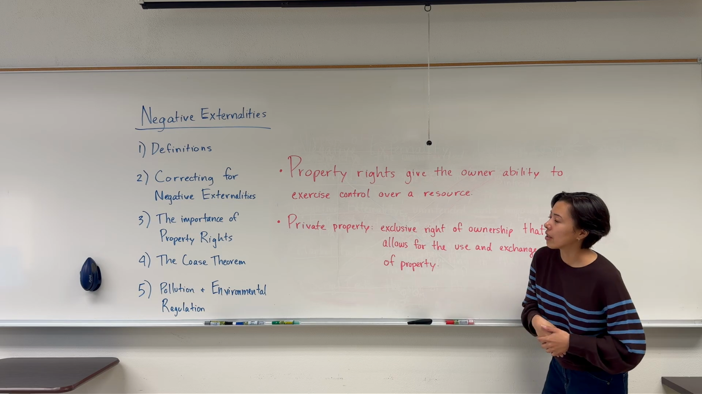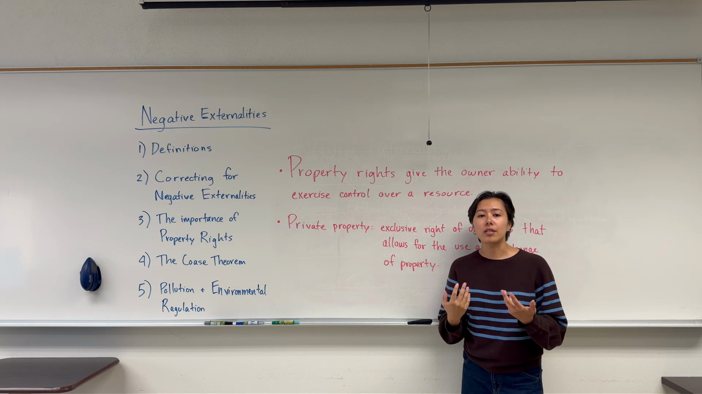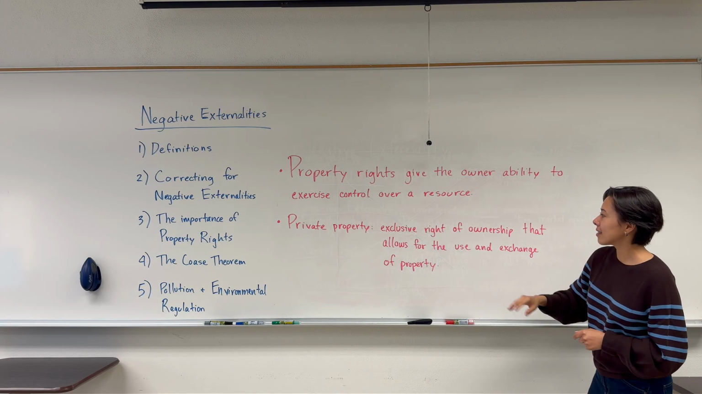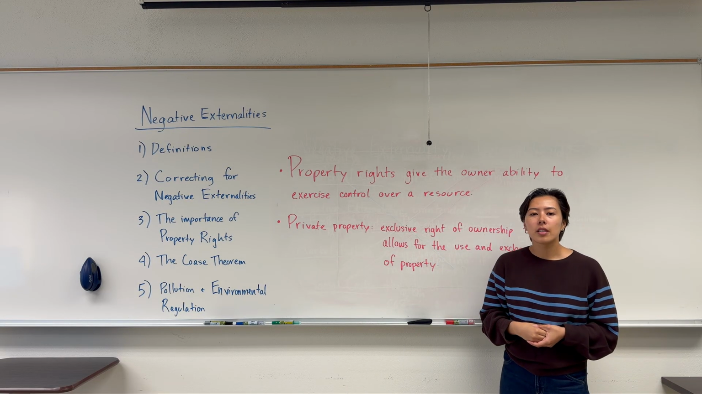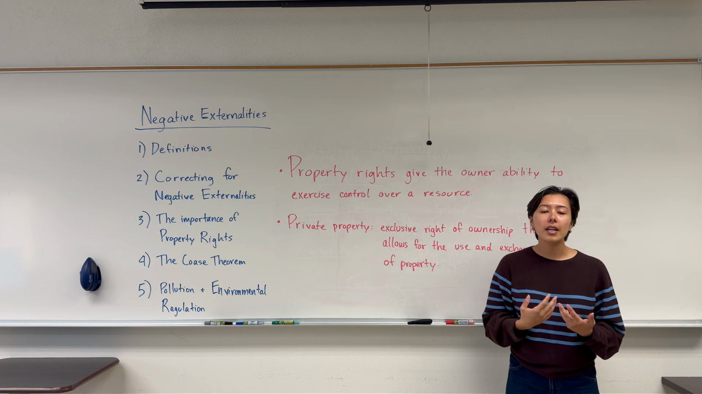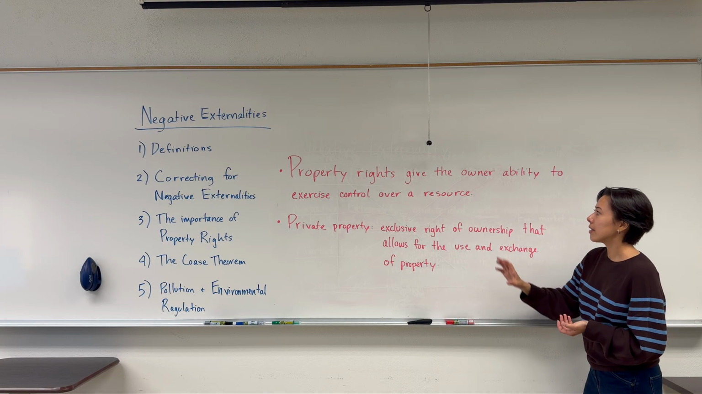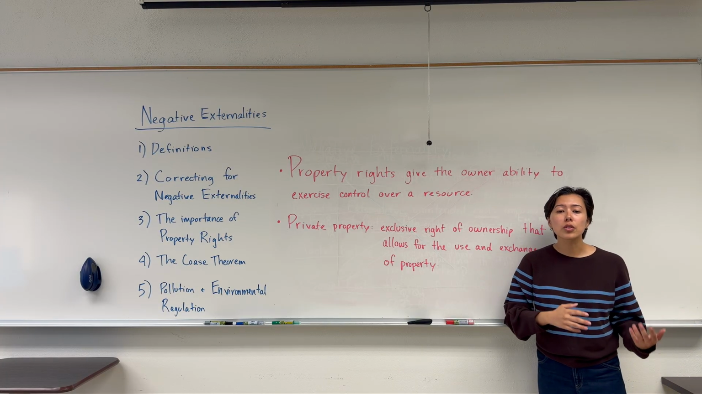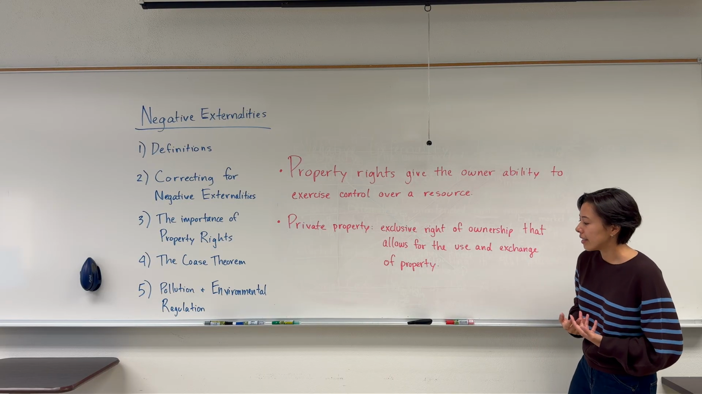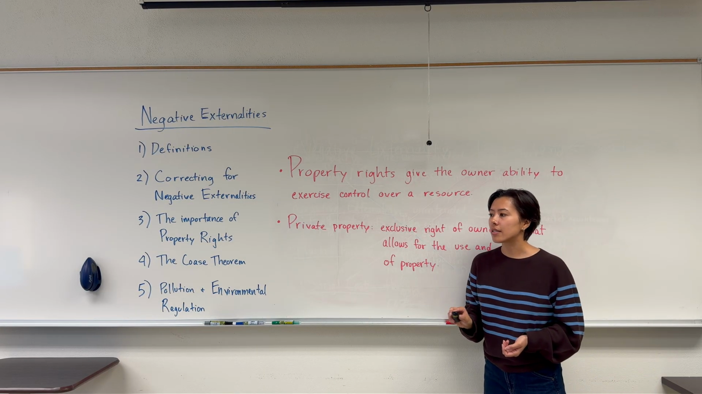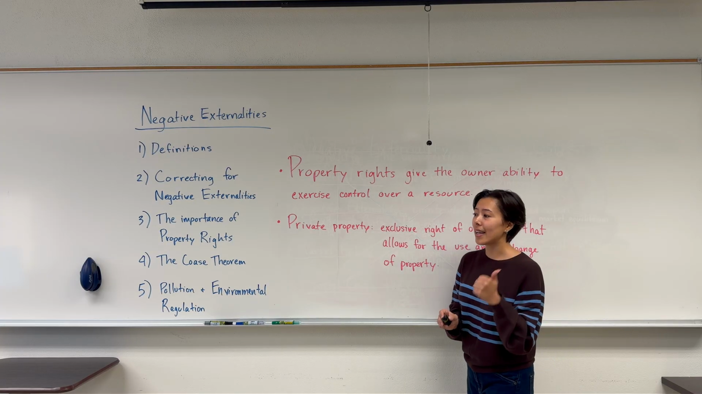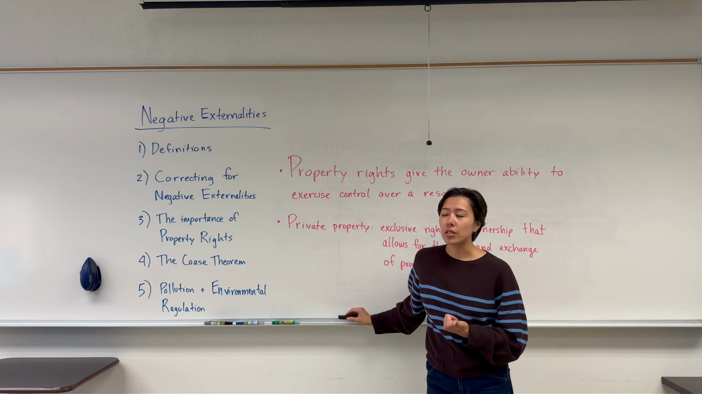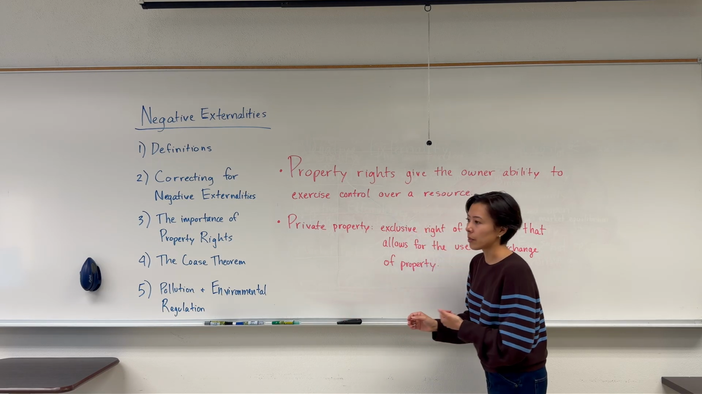All right, so property rights are giving the owner the ability to exercise control over their resource. And if we have private property, then this is the exclusive right of ownership that allows for the use of and the exchange of property. Having clearly defined property rights and private property can help us to reduce negative externalities. And this is because property rights incentivize people to maintain their property, to protect it, to conserve their resources, and to trade with others.